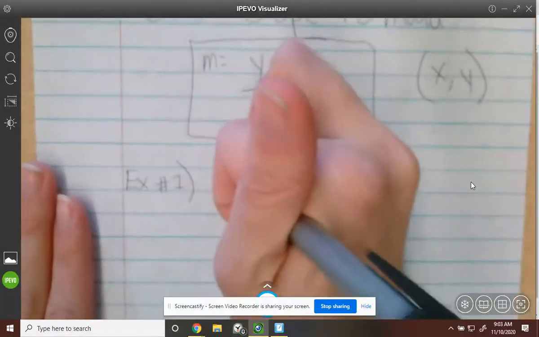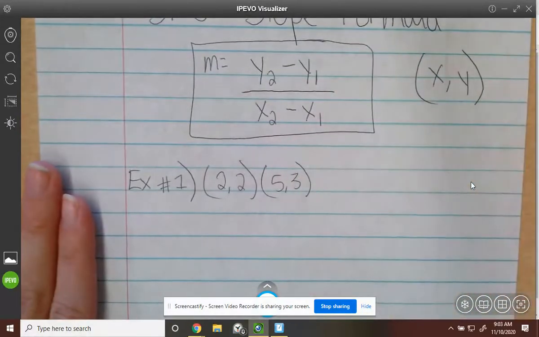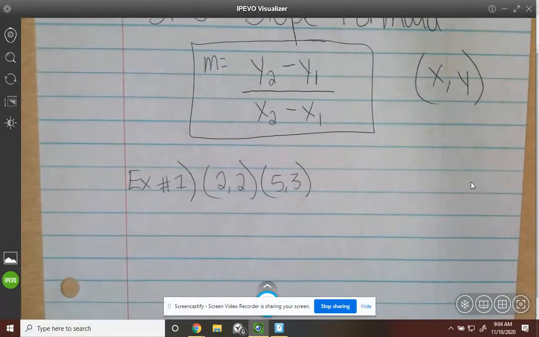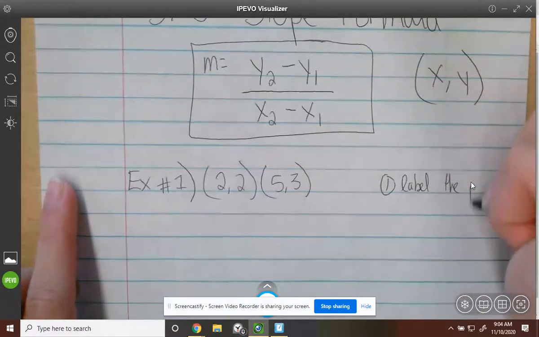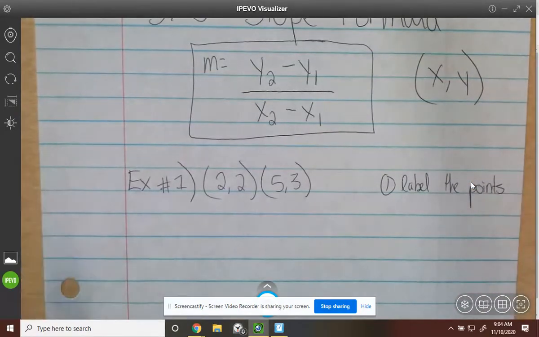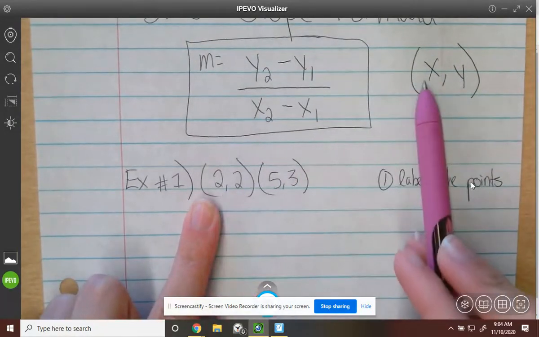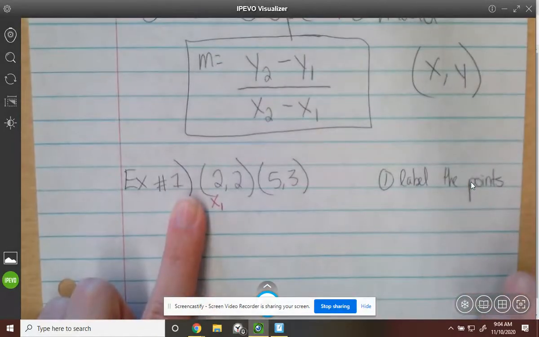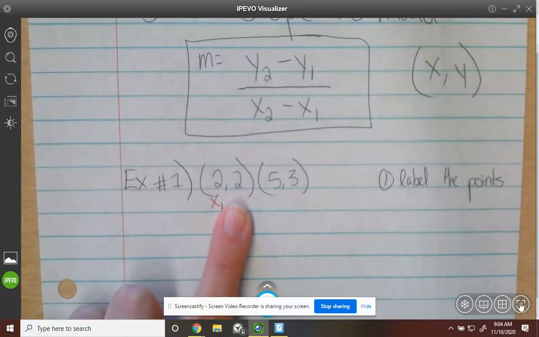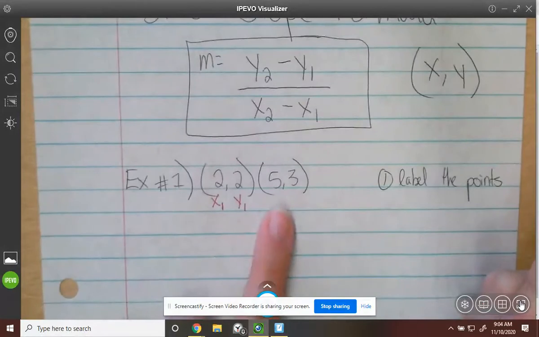Let's do (2, 2) and then (5, 3). Those are 2 points. We're finding the slope. We don't have a graph, so we can't count how far up, how far over. Our first step is to label the points. Okay, this 2, is this an x or a y? Well, it's an x, and it's our first x, so we're going to label it as x with a little 1. This 2, this is a y, so I'm going to label it as y with a little 1.